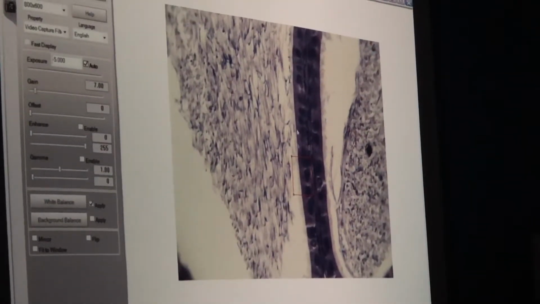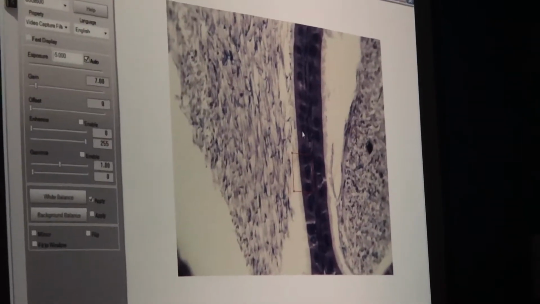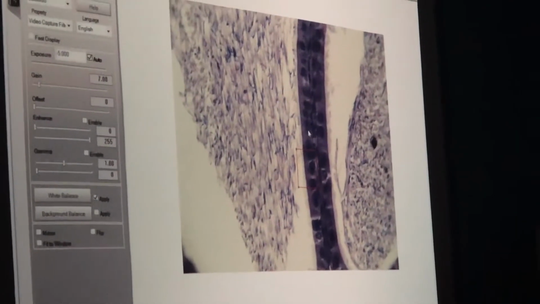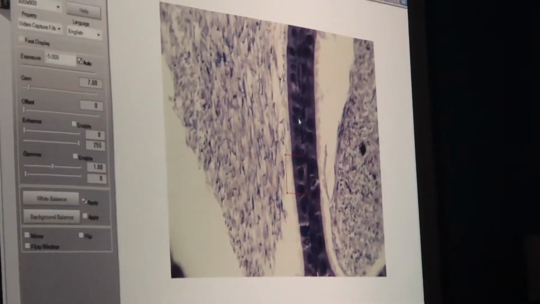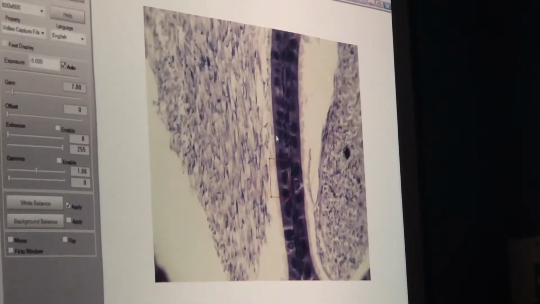Pseudostratified columnar. Yeah, it's supposed to be pseudostratified columnar. Some of these almost look like regular columnar cells, but they're supposed to be pseudostratified. In any case, you can see that they're tall cells. Here's where the nucleus is, and look at how much cytoplasm is on top.